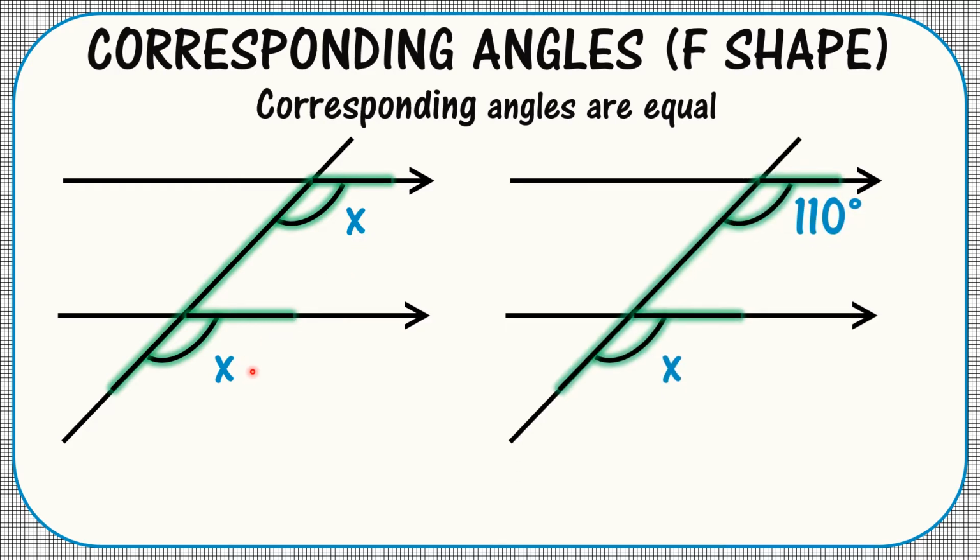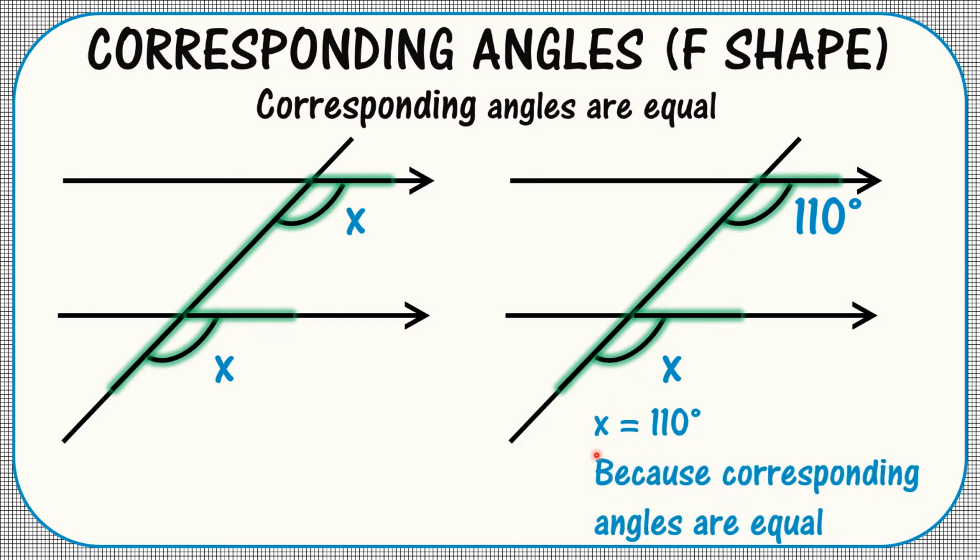Let's put some values and see what we get. If this angle is 110 degrees, as this is the corresponding angle, it will also be 110 degrees. And generally, it will ask you to explain why. So what you would do is you would write a sentence like this: because corresponding angles are equal. What you should know is that you can also make a backwards F and that will also work.